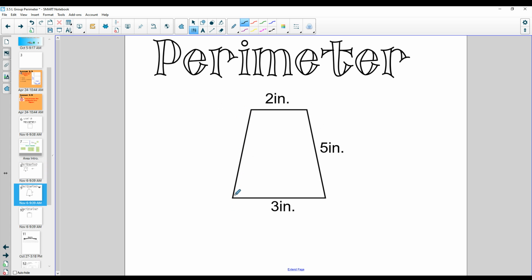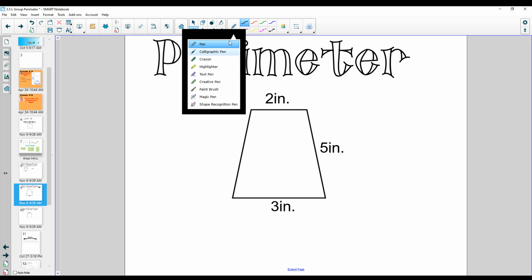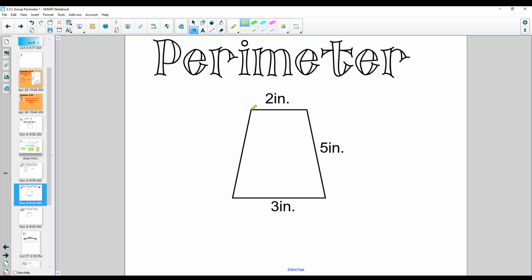Let's look here. We have a trapezoid. What is the perimeter of our shape? Well, we have to go all the way around our shape. So here, this is 5. 5 plus 3. 5, 6, 7, 8, 9, 10. Are we all the way around our shape? Is this only 10? No, we're missing this side.